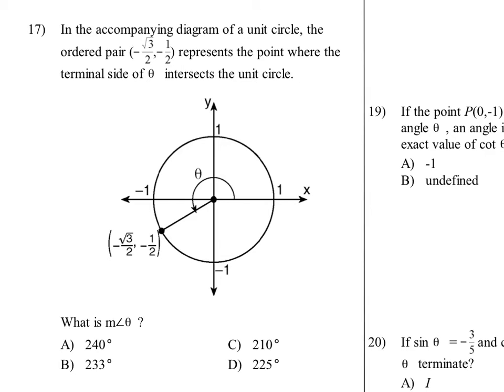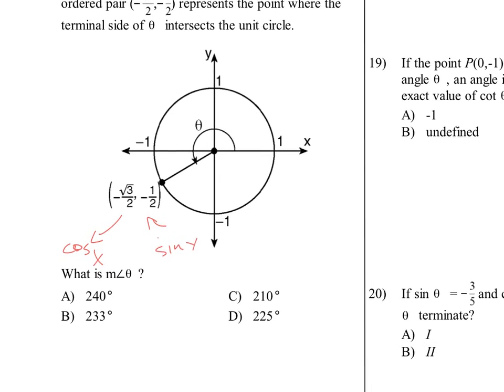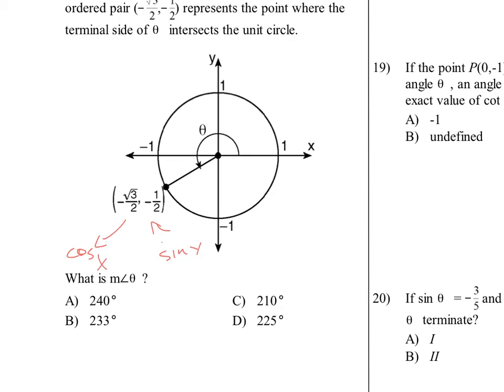You know negative radical 3 over 2, negative 1/2. Remember, this is cosine of x. This one is the sine of x. So you have to know your exact values. You know it's negative. Both of them are negative, so you know it has to be in quadrant 3. So all of these angles are in quadrant 3.